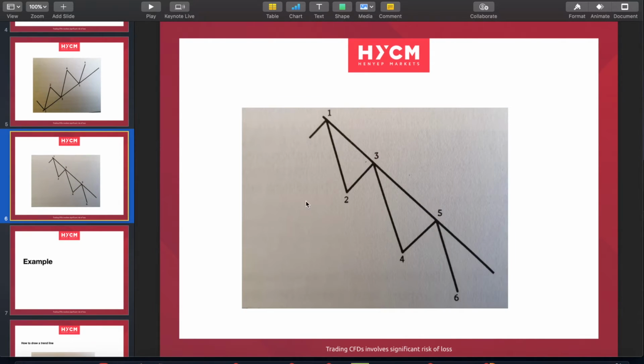Now, in a downtrend, we have a very similar scenario. We have successive rallies at 1, 3 and 5, and a line is drawn that connects them together. Now, a trend line is a very valuable tool. It is a very simple tool, but at the same time, it can also be one of the most valuable.